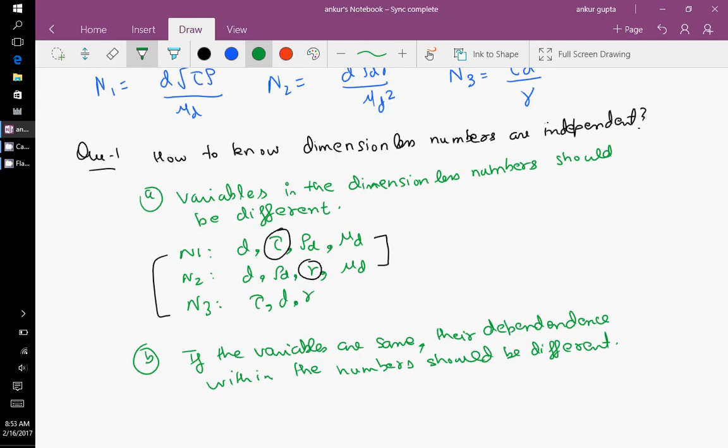So I said one thing which was implied here, that n1, n2, and n3 are independent of each other if I take two of them at a time, right?